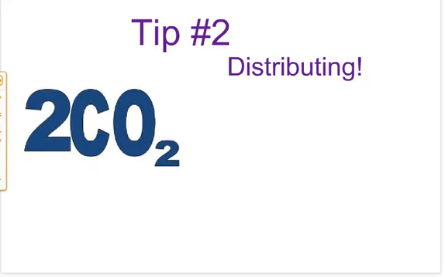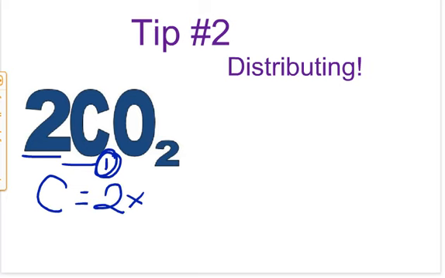Tip number 2, distributing. We're going to work with this problem. We're going to start with the C, which is carbon. There's an understood 1 right here, but then there's this 2. What you're going to do is distribute the 2 to the C. And since there's 1 right here, for the formula for carbon, it's going to be 2 times 1, which is 2. We finished carbon. Now we need to look at oxygen.